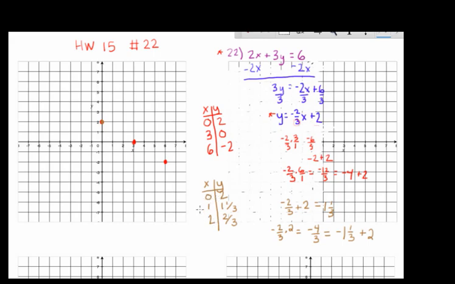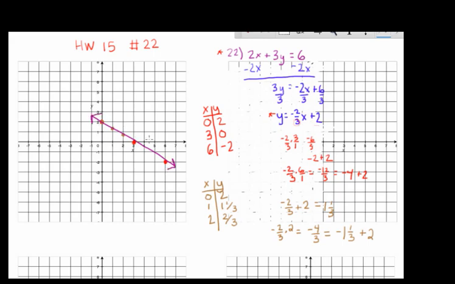I'm going to graph these points now. So 0, 2, that's again right here. X equals 1, y equals 1 1/3, that's about here. X equals 2, y equals 2/3 is about here. So you see that no matter what x points I choose, I'm always going to get points that are along this same line. So here is my line.